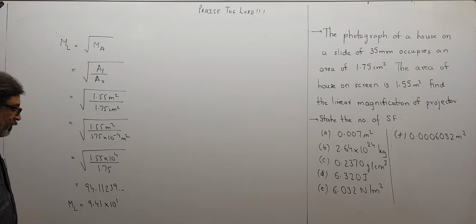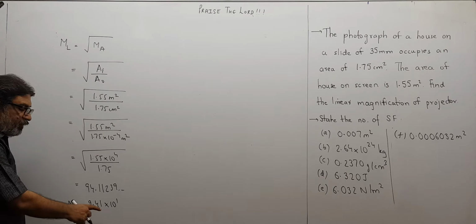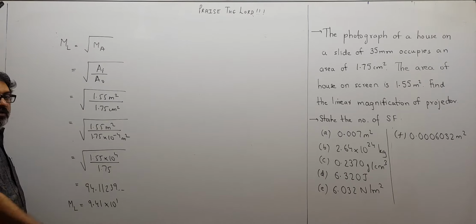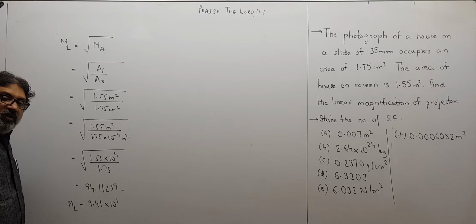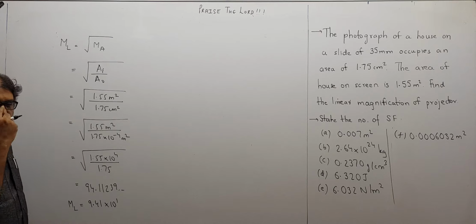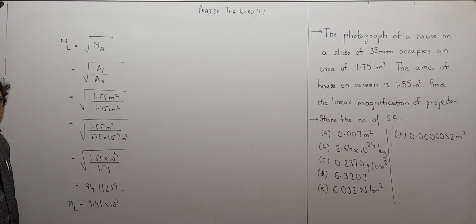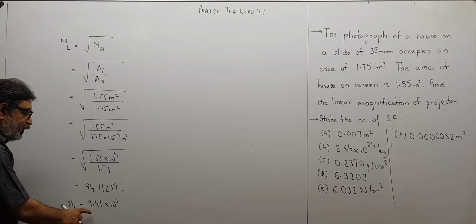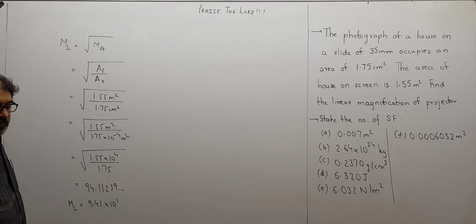9.41 into 10 raised to 1. Don't write it as 941 or 94.1 because we have a precision of 2 decimals. So we should maintain precision of 2 decimals to write it as 9.41. If you write 94.1, then from the point of view of significant digits you are correct, but from the point of view of precision you are wrong. So that depends on what you want. You want to lay emphasis on the precision or not. If you want to emphasize your precision, then it is okay. If you don't want to emphasize your precision, you only want to go for significant digits, then you can write this as 94.1 also. Okay?